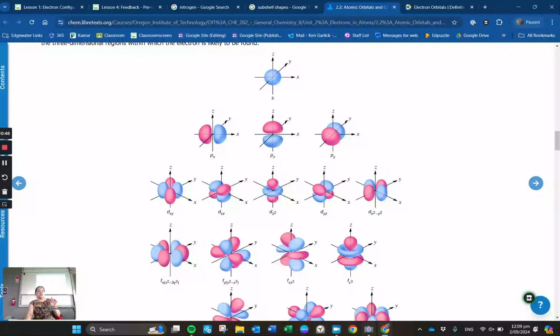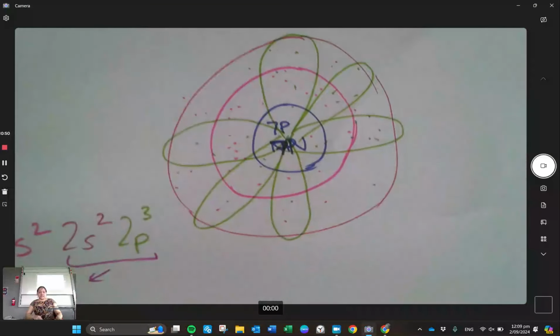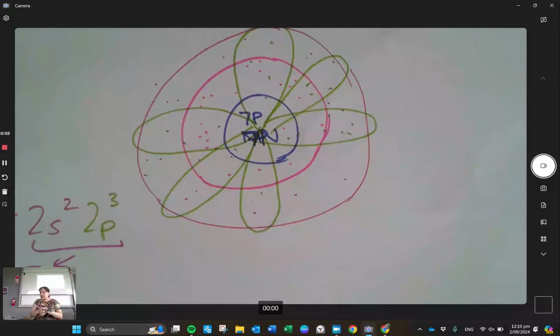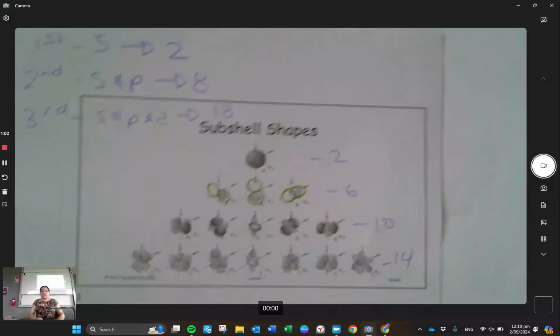So like I said, they don't look like a solar system like this. What they instead look like is that. And you can see why we did not teach this to you in year 9 and 10, because it gets yucky. So here is something else to keep in mind when you're looking at these suborbitals.